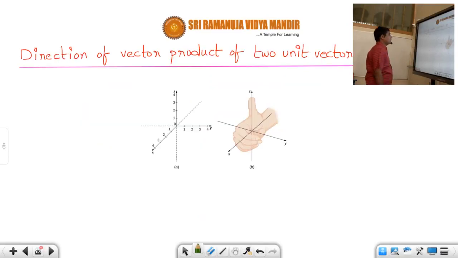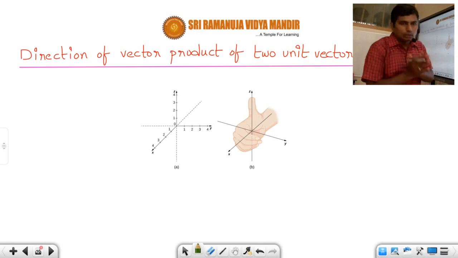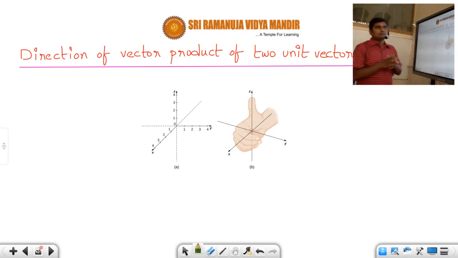And now here, students, you can easily understand, if any of you have not understood until now, how to find out the direction of A bar cross B bar. Now it's very easy, students. Here you can see, suppose first vector is along the x-axis, students.